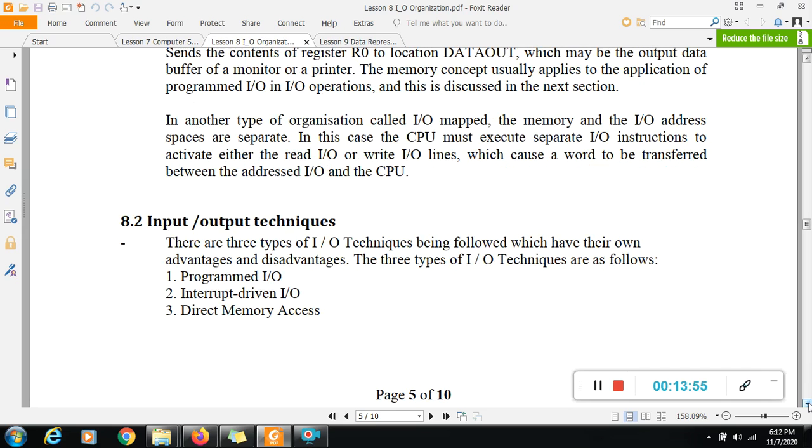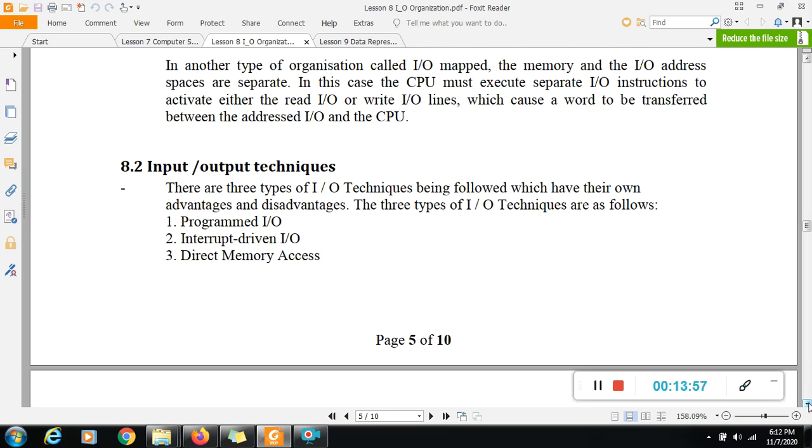Now, we are going to have a look at some input-output techniques. We have already mentioned memory mapped. I want us to look at the 3 types of input-output techniques being followed, which have their own advantages and disadvantages. The 3 of them are programmed I/O, interrupt-driven I/O, and direct memory access.